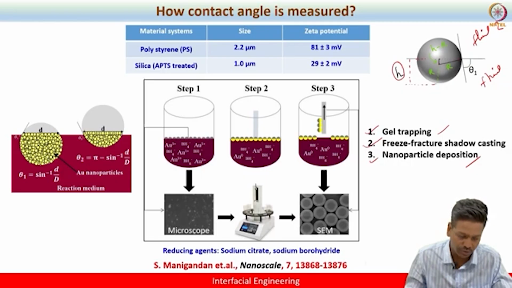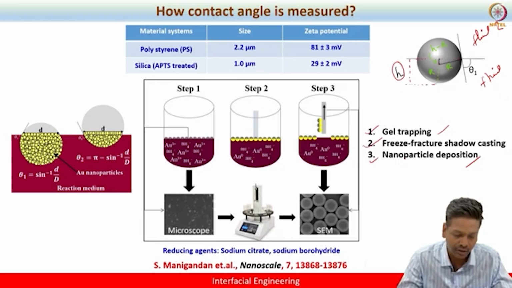So how we are going to do it is, we are going to use what is known as the nanoparticle deposition method. For that, we have to deposit particles at the interface of your choice. Let's say it can be a water-air interface or a water-oil interface. In this schematic, we have shown a water-air interface. Let's say you have the particle sitting at the interface. We just spread these particles at the interface.